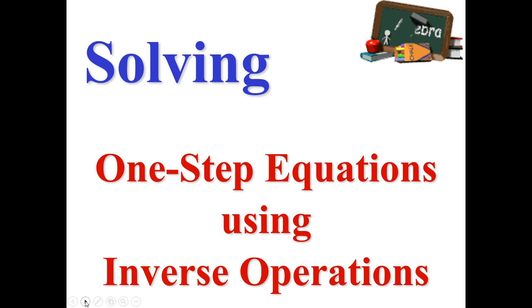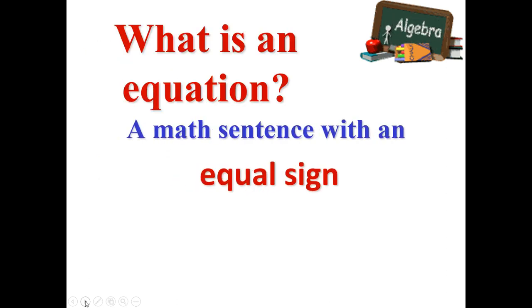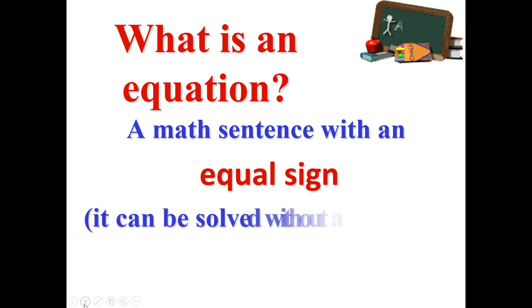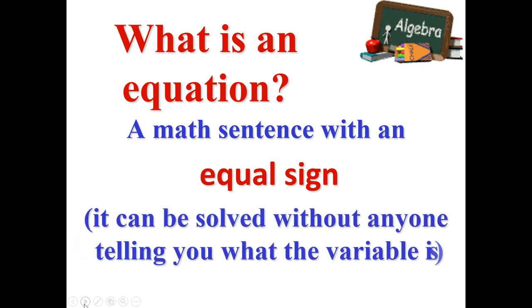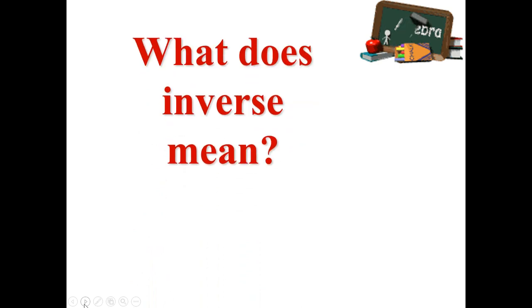So if you remember, an equation is a math sentence with an equal sign. The equal part of the word is in that word equation. So that is a math sentence with an equal. Now, it can be solved without anyone telling you what that variable is. So that is why we are practicing solving these one-step equations with the variable.